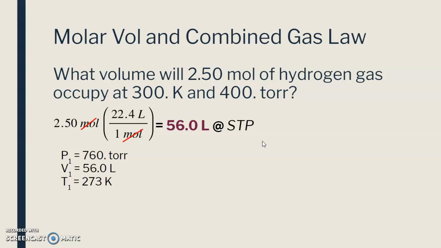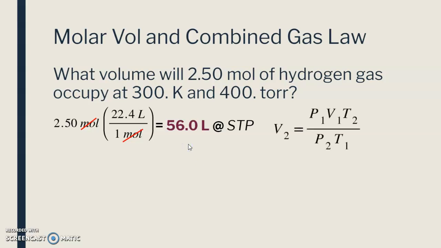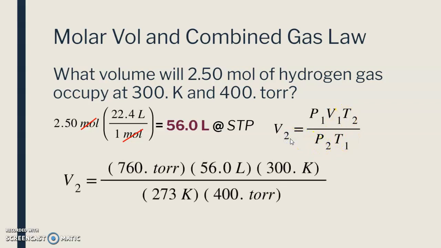All right, so our final pressure is going to be the 400 torr. Again, looking at the equation, final volume is what we don't know. That's what we're trying to figure out. And our final temperature is 300 Kelvin. Right here. All right, and so now we're going to use the equation that we were given earlier, and we're solving for V2 just like before. So P1 V1 T2 over P2 T1, and we set that up and we plug in our numbers there.